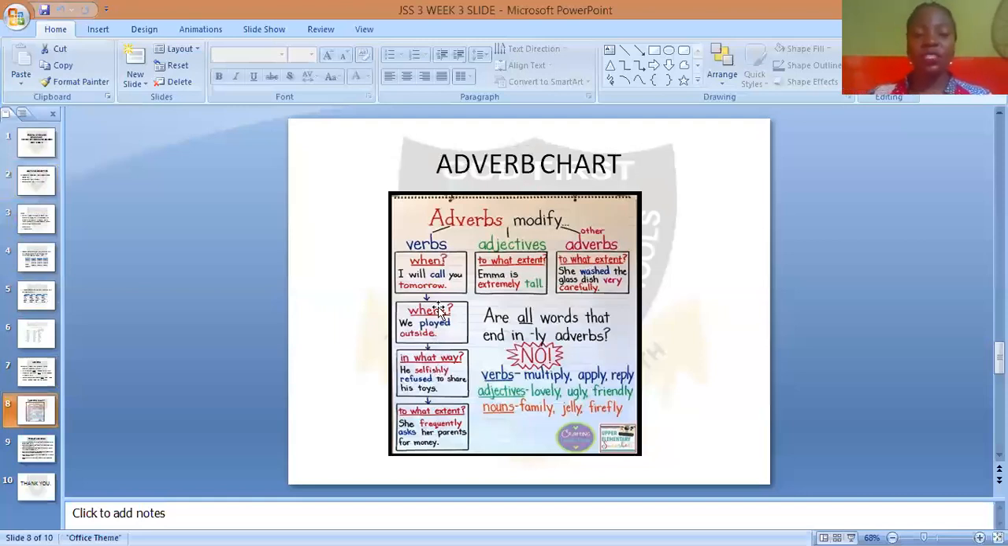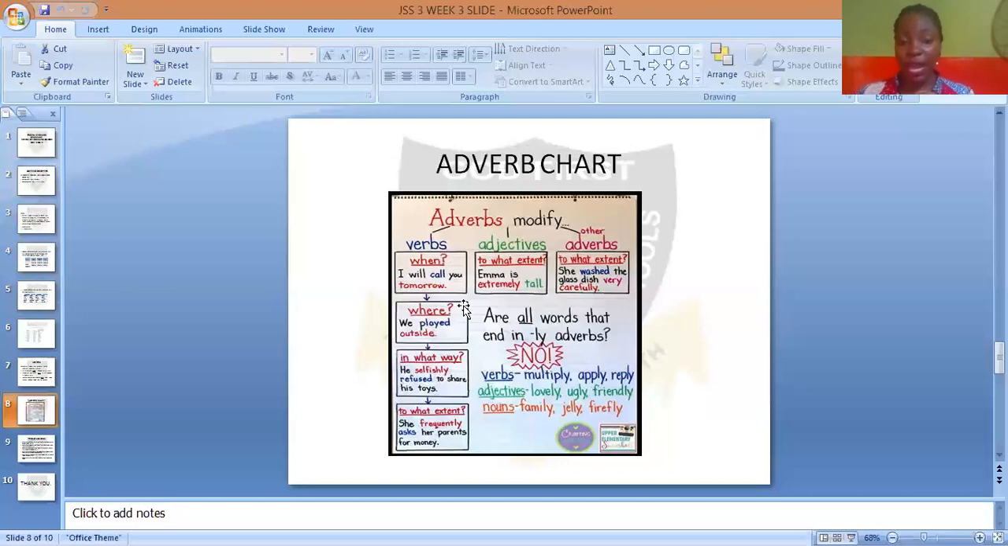Now let's look at the first example here. When. I will call you tomorrow. So the adverb in this sentence is tomorrow. When will I call you? I will call you tomorrow. So what is the verb in this sentence? The verb in this sentence is call. To call, that is the verb in this sentence.